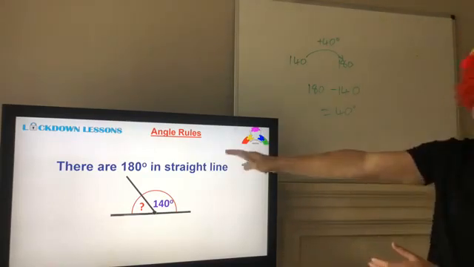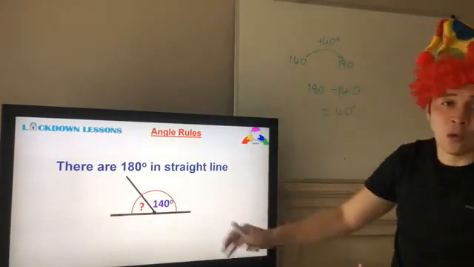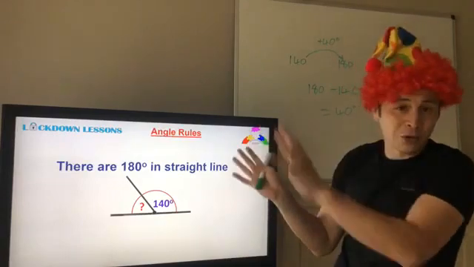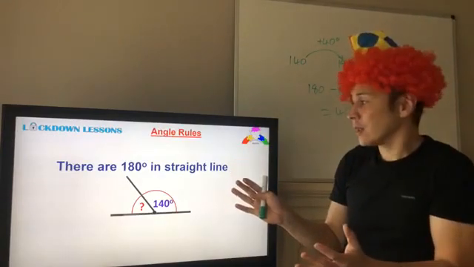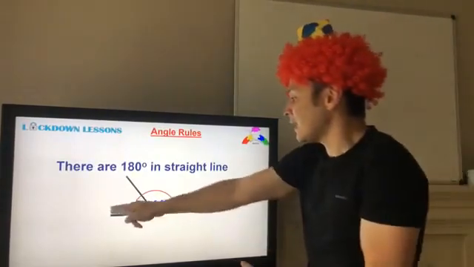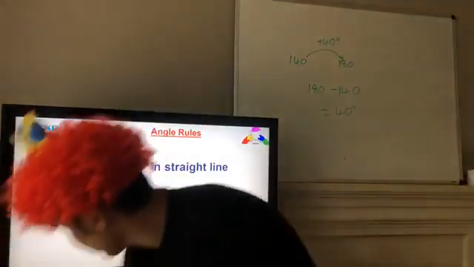Okay, I'm just going to put some puzzles like that on the board for you to have a go at. And this is using a really important rule, one of the three most important angle rules that were made thousands and thousands of years ago by a very clever person called Euclid, a Greek person. And this is one of his main rules. There are 180 degrees in a straight line.